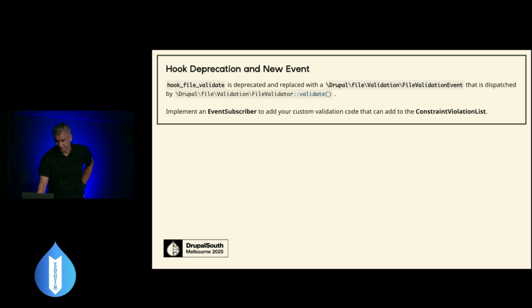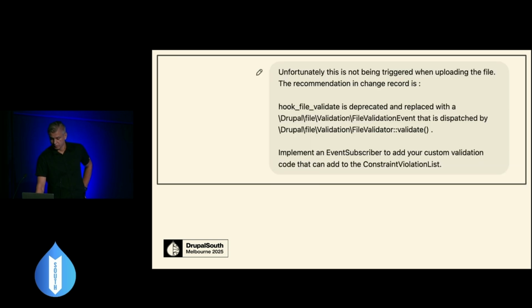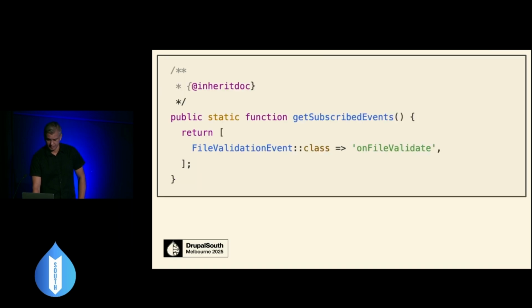Implement event subscriber and add your custom validation code so you can add it to the constraint violation list. So I said, let's convert the hook to the event subscriber, fed exactly this particular information, and voila, it actually implemented file validation subscriber that implemented event subscriber interface.